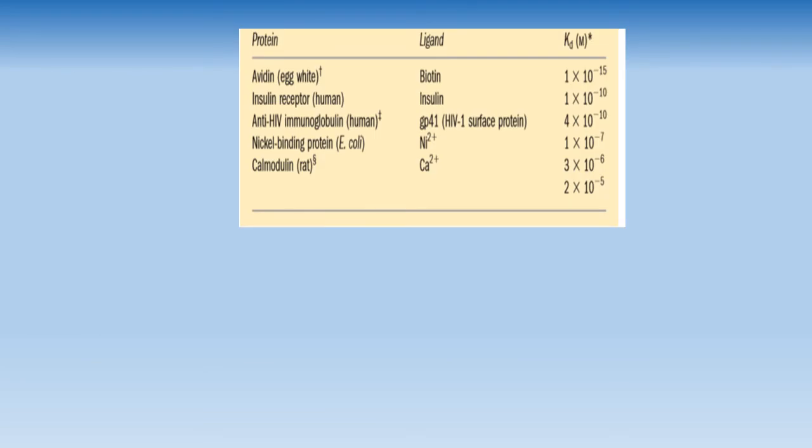So now let us have some exercise. Here are the proteins, and this is the ligand that has been bound to each. You can see there's biotin, insulin, various ions like nickel, calcium. These are the various proteins, and this is the Kd value, the dissociation constant value, for each.